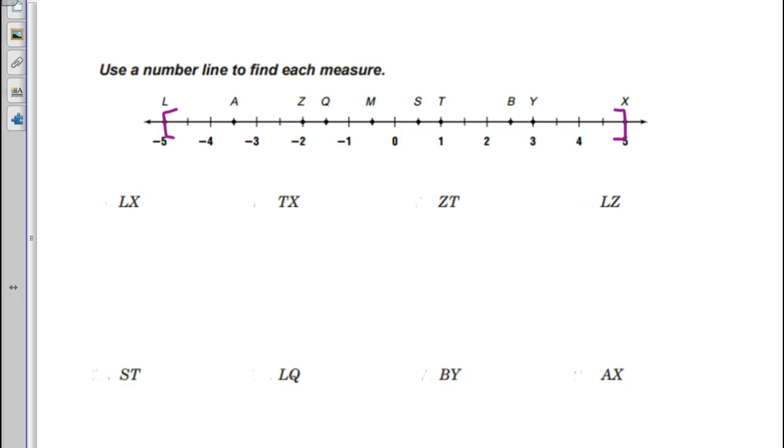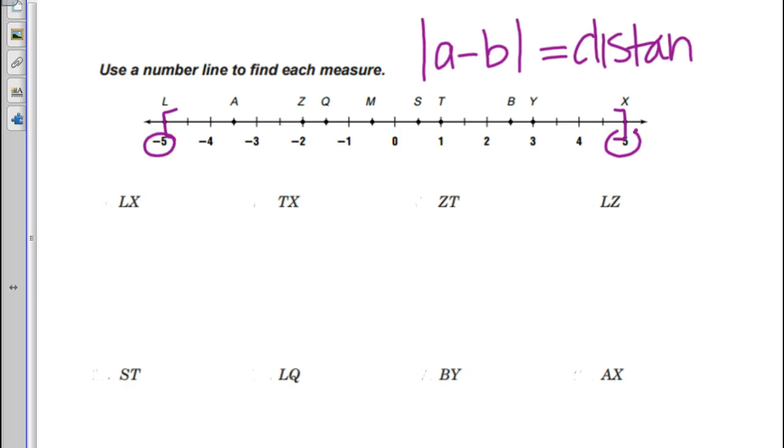We can count over, but we see that we're going from -5 to 5, so we can find the difference. All right, so to find the distance, you can take one coordinate and subtract the other coordinate from it, and then take the absolute value. That will give you the distance between 2 points, 2 coordinates.